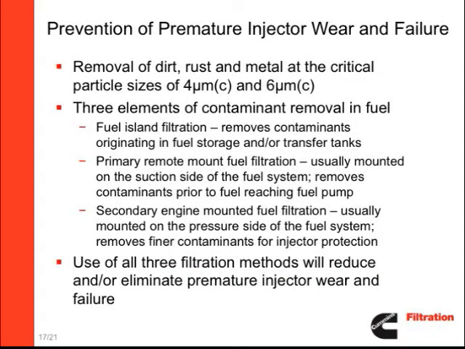It is critical to filter out dirt, rust, and metal at the critical particle sizes of 4 microns and 6 microns. There are 3 elements of contaminant removal in fuel. First is fuel island filtration, where contaminants originating in fuel storage and/or transfer tanks are filtered out. Second is the primary remote mount fuel filtration. This system is usually mounted on the suction side of the fuel system. It removes contaminants prior to fuel reaching the fuel pump.